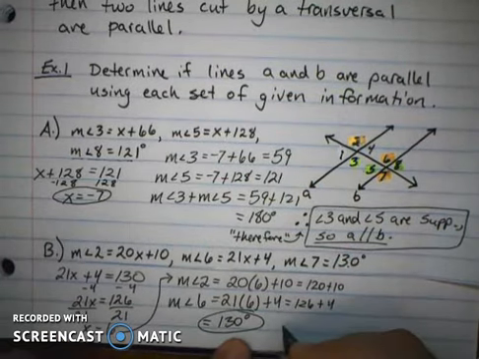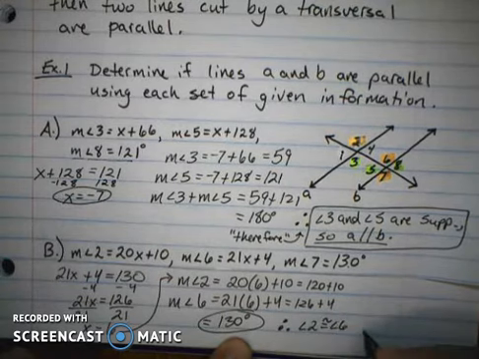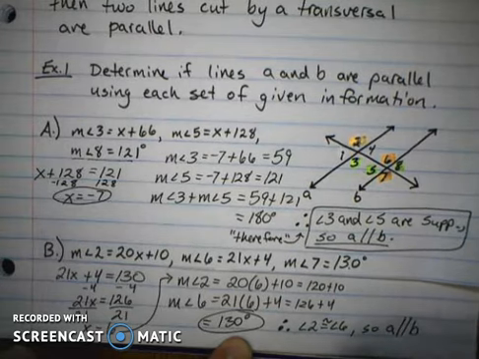Okay, so here's what we're going to say. Therefore, use the symbol for therefore again. Angle 2 is congruent to angle 6, so A is parallel to B.